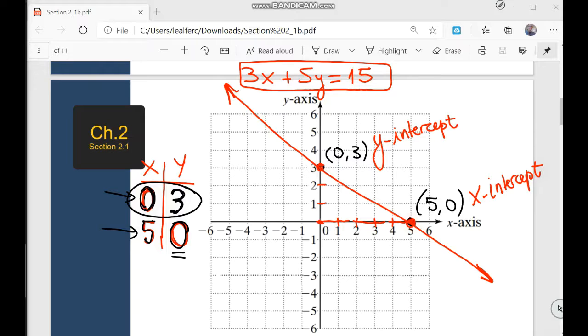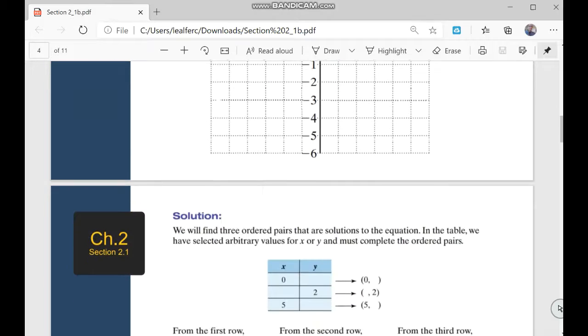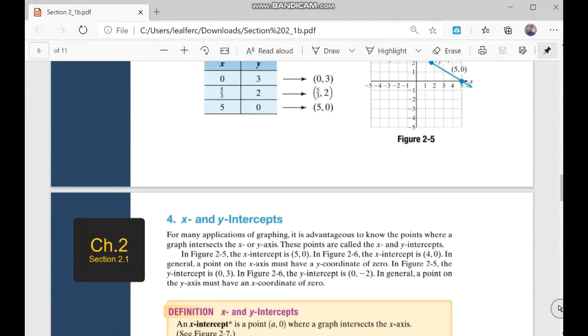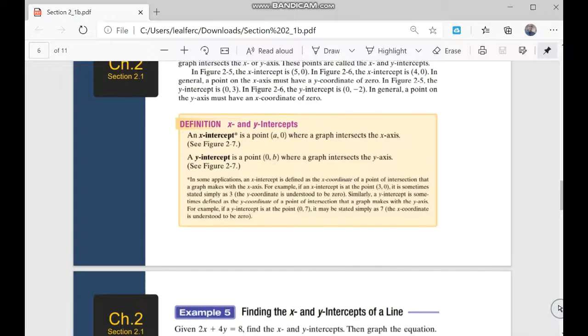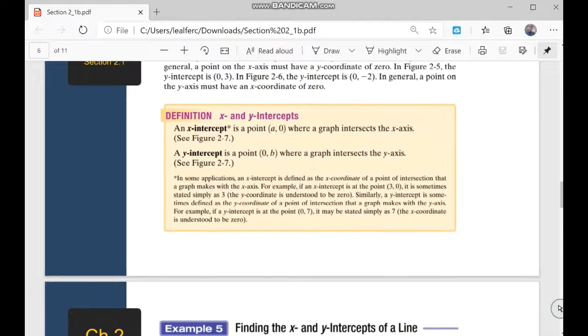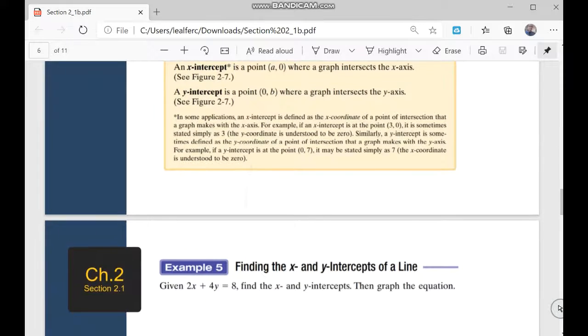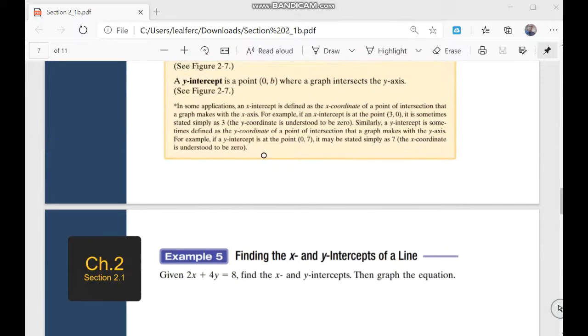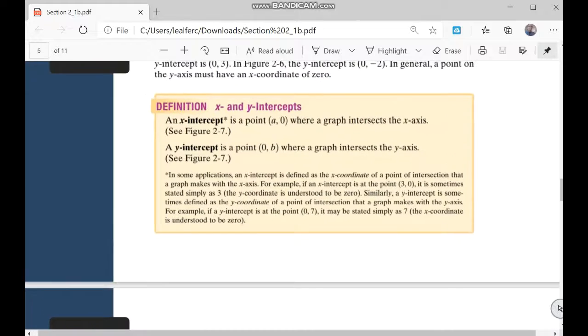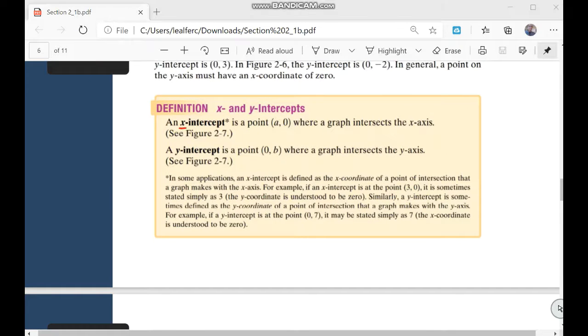In the PowerPoint, let me clean this up, you're going to see later more explanation about x and y intercepts. So if you need, you can go over the PowerPoint and read and try to understand. But basically, the concept is simple. X-intercept is where the graph intersects the x-axis, and y-intercept is where the graph intersects the y-axis. Okay?